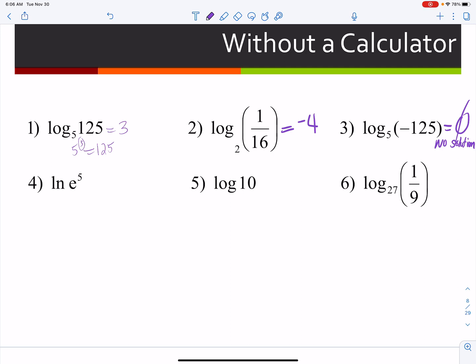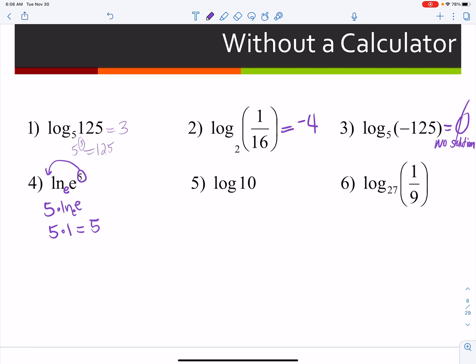The next one, there's going to be one like this on the test. There was one like this on the one you did on Friday. I don't expect you to be able to do this except the fact that if you know your properties and you pull this out in front, you have the ln of e. Well, what is the exponent on e that would give you e? It's 1, so my answer is 5. Okay, and this one I'm not grading you on your work. It's no calculator, so if you can do them in your head, that's fine.